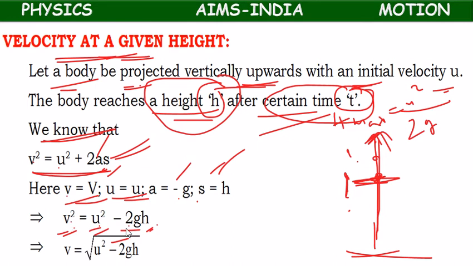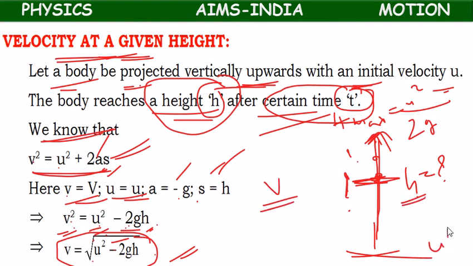It will become v square equals u square minus 2gh. The square comes to this side, so v equals root of u square minus 2gh. So this is the formula for velocity at a certain height. If we want to find velocity at a certain height, we need to know that height, and with what velocity we are throwing it up. The value of g is constant, 9.8 or 10. If you know these three values, we can find the velocity at a certain height.